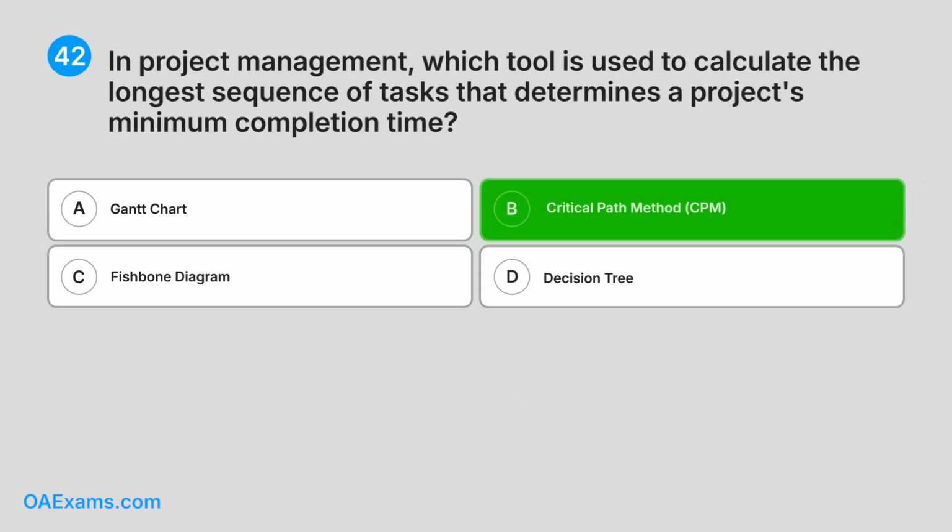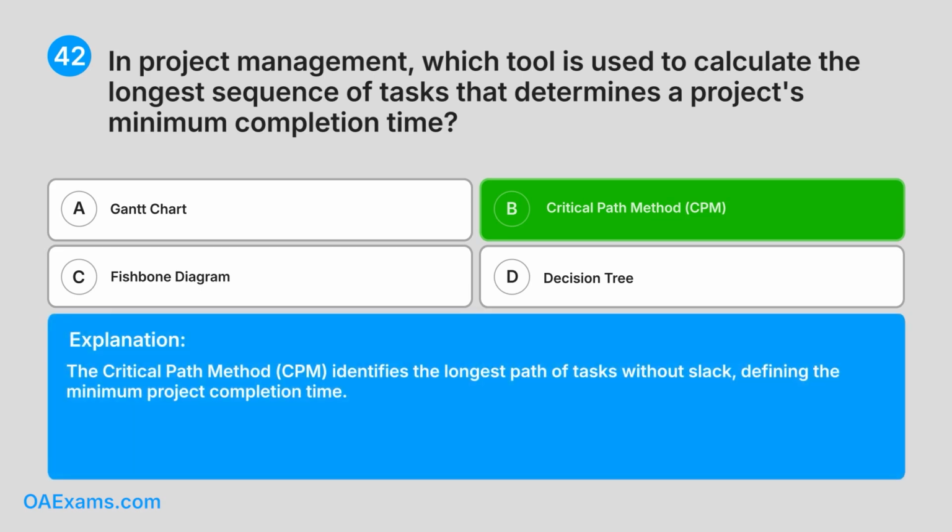Correct answer. B. Critical path method, CPM. Explanation. The critical path method, CPM, identifies the longest path of tasks without slack, defining the minimum project completion time.